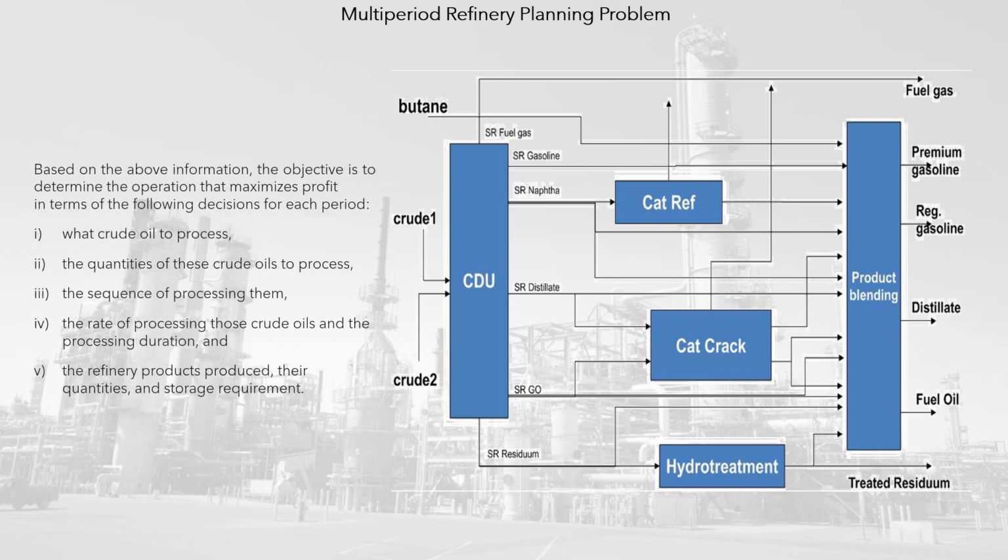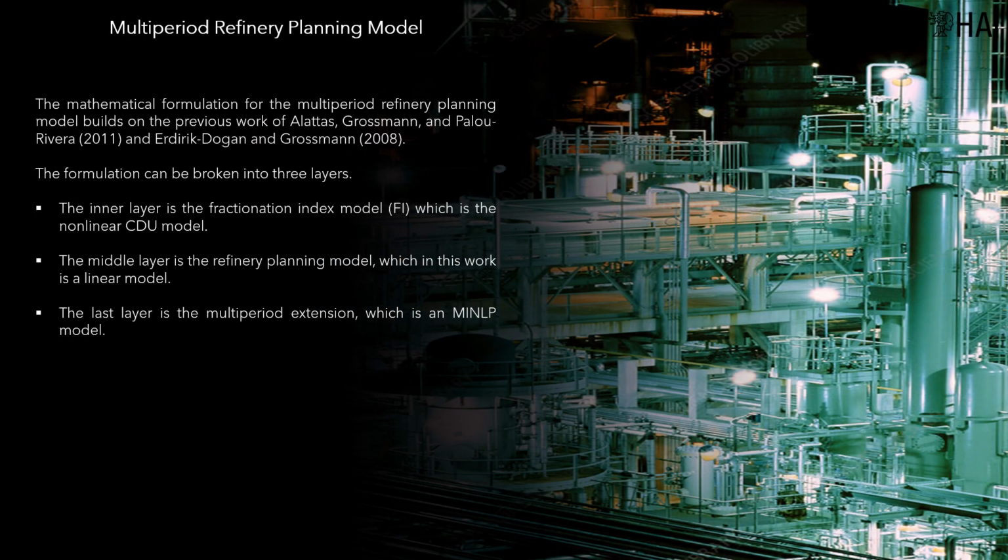Based on the above information, the objective is to determine the operation that maximizes profit in terms of the following decisions for each period: what crude oil to process, the quantities of these crude oils to process, the sequence of processing them, the rate of processing those crude oils and the processing duration, and the refinery products produced, their quantities, and storage requirement. The mathematical formulation for the multi-period refinery planning model builds on the previous work of Alattas, Grossmann, and Palacios-Rivera, 2011, and Erdirik-Dogan and Grossmann, 2008.